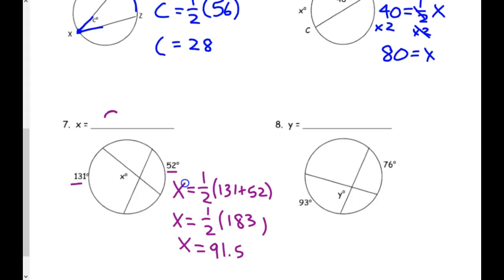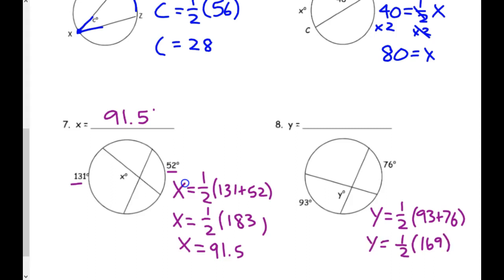What about over here? Again, same idea. Angle equals half parentheses arc plus arc. 93 plus 76. What is 93 plus 76? Okay, so we get 1/2 of 169. And what is half of 169? Plug it in your calculator, you get 84.5.